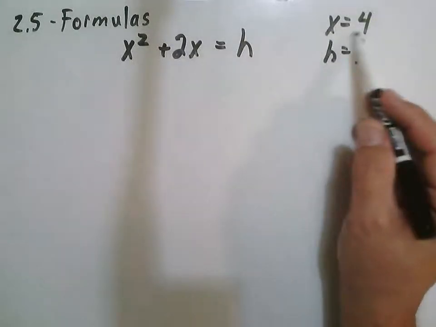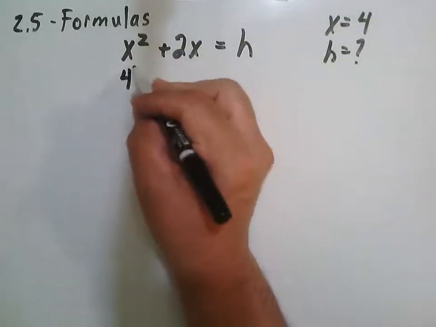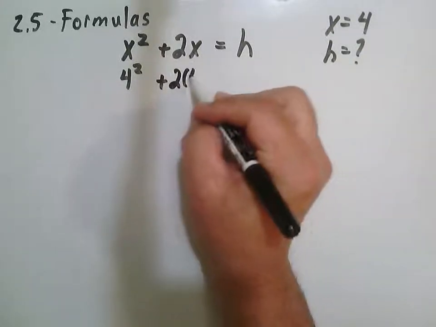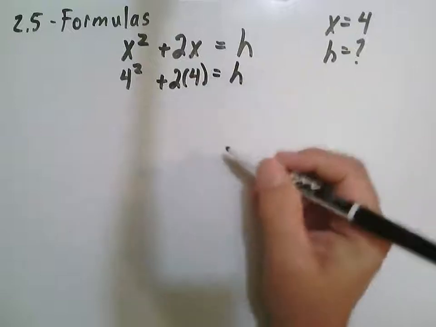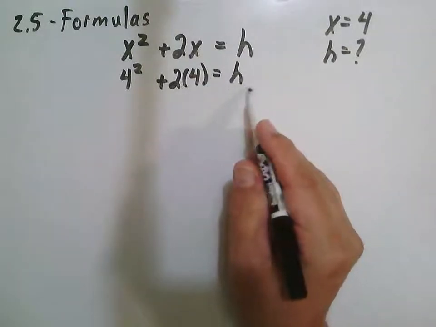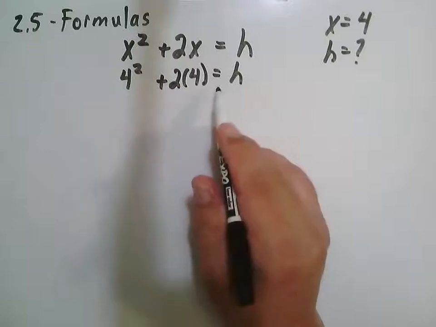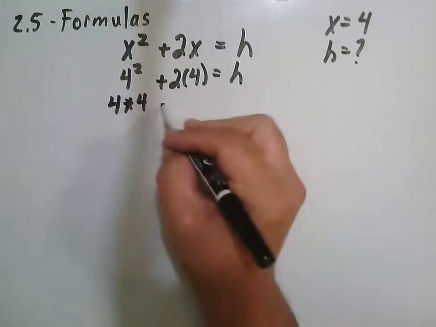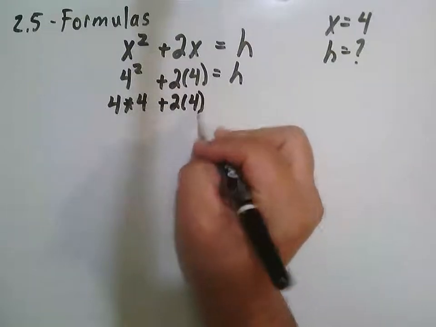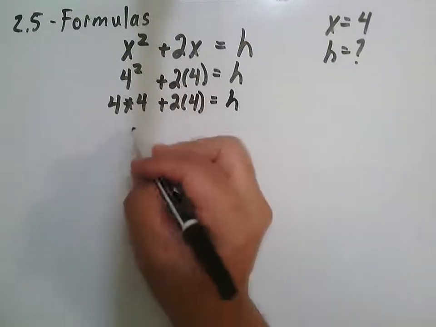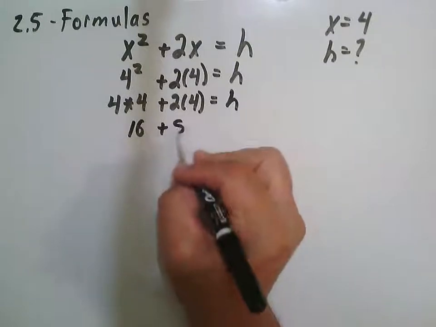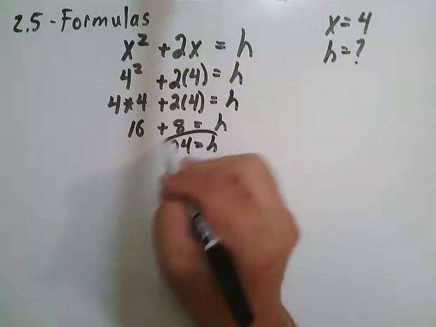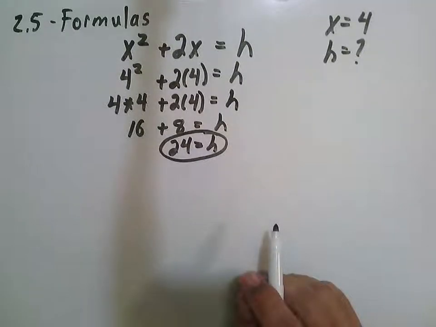Once again, I'm going to just input in my variables. This is going to be 4 squared plus 2 times x, which we know the x is 4, and all of that is going to be equal to h. So I've already got letters on one side, numbers on the other side, so all I have to basically do is finish working this out. Remember, 4 squared is the same thing as 4 times 4, and all of that added to 2 times 4. 4 times 4 is 16, 2 times 4 is 8. 8 plus 16 is going to give you 24. So I know that that's going to be my final answer.